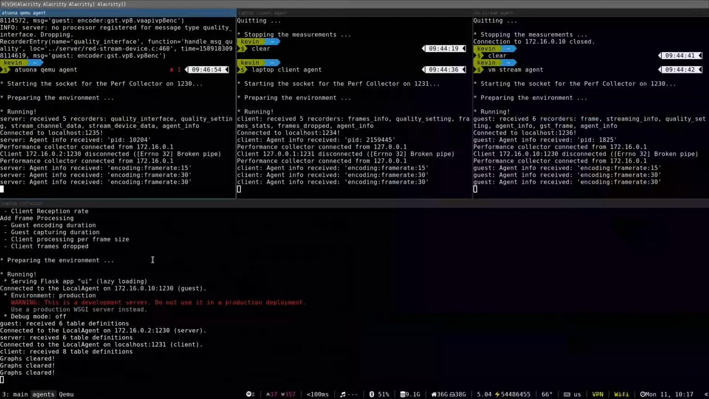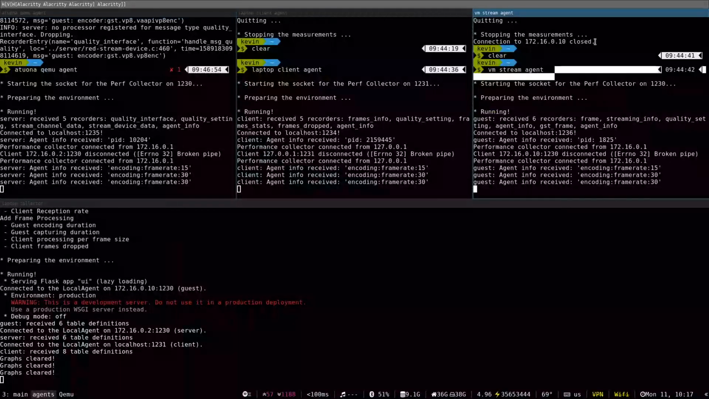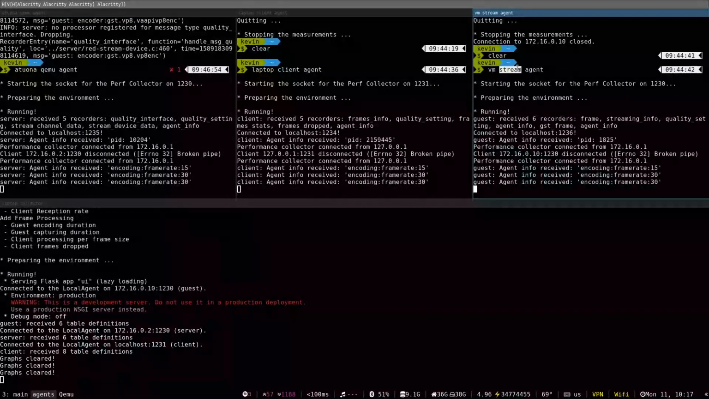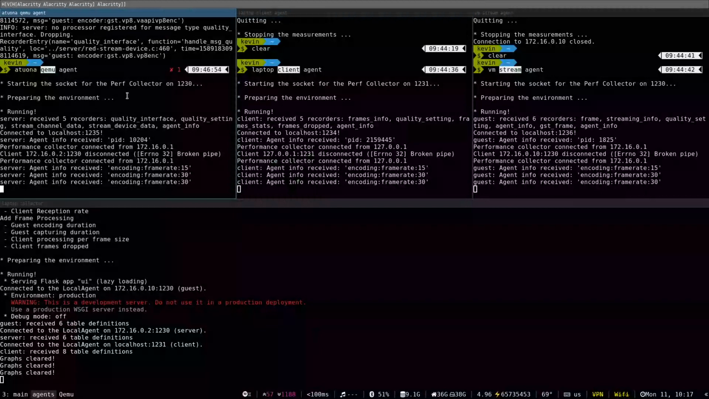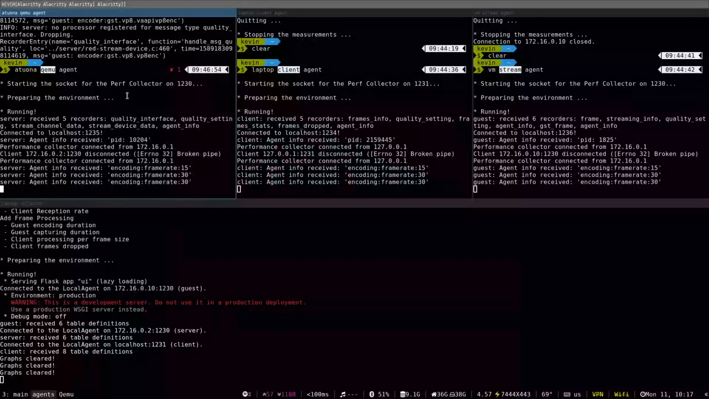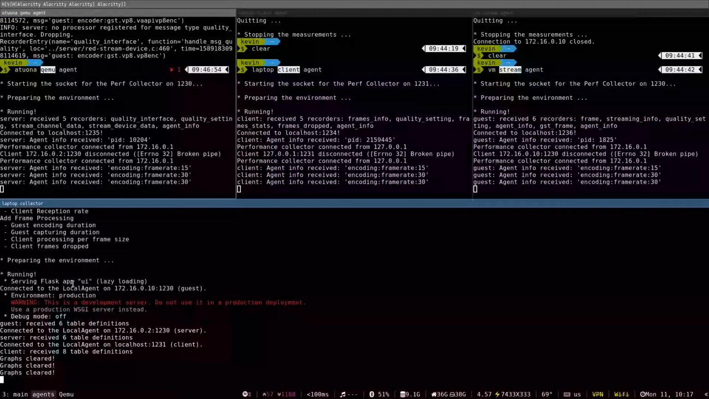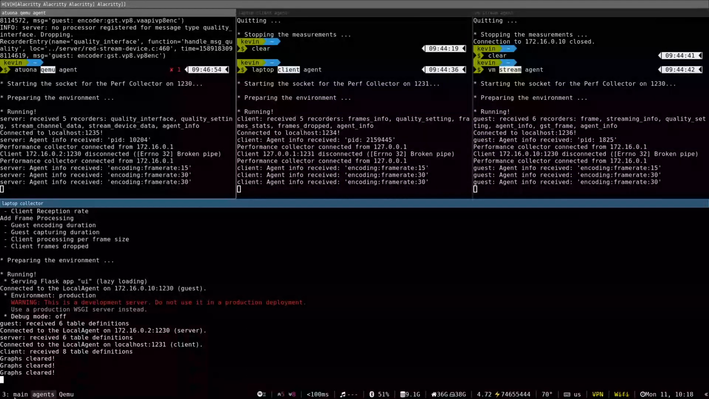So here we have 3 agents connected to the streaming agent: the client, and QEMU. This agent will collect local information about SPICE and about the system, like the memory usage, CPU, and GPU usage. And the fourth component is the performance collector that will gather all the performance indicators and either save them to disk or show them live. So first I will show the live infrastructure.